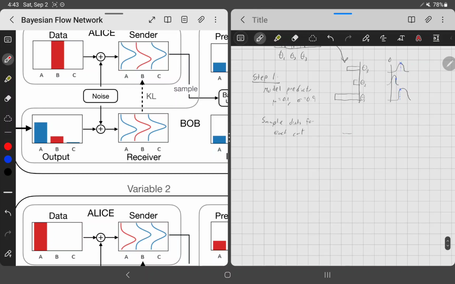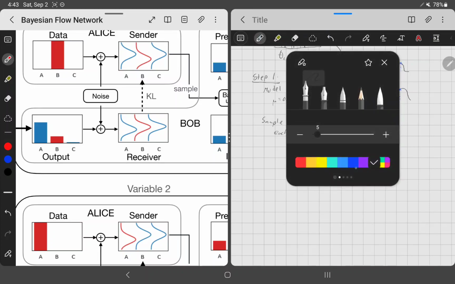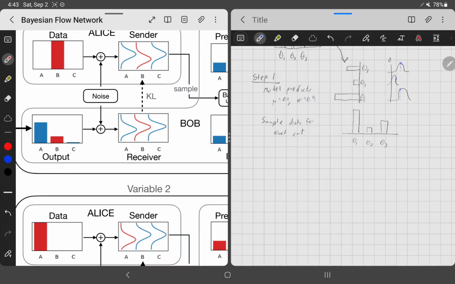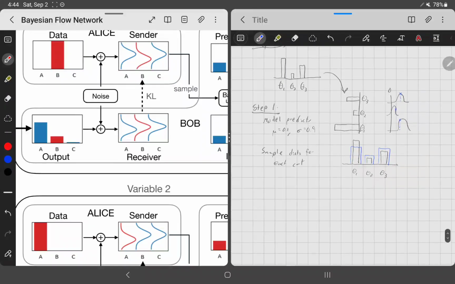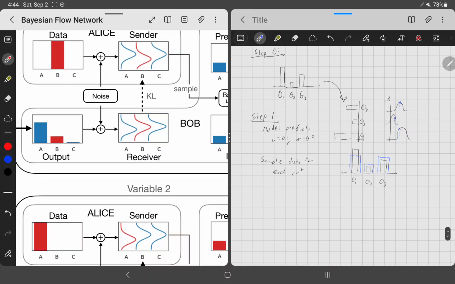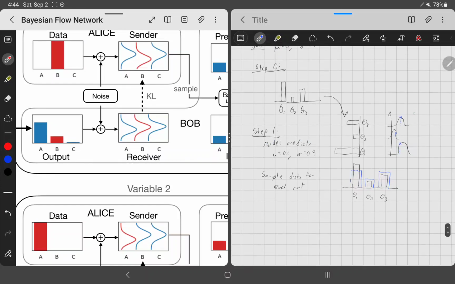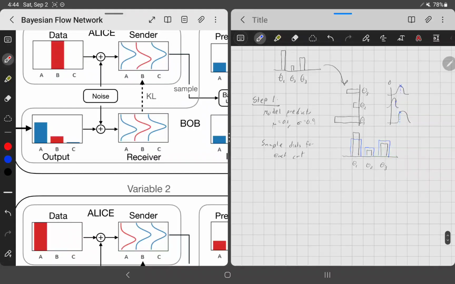Now, this is what our initial theta 1 looked like. This is our theta 2. This is our theta 3. Now, the updated values look like this, or something similar to this. Maybe that's theta 1, that's theta 2, and this is theta 3. So you take this distribution, the model predicts some values for the continuous distribution. You convert them to continuous distributions, you sample the continuous distributions, and then you get a new discrete distribution.